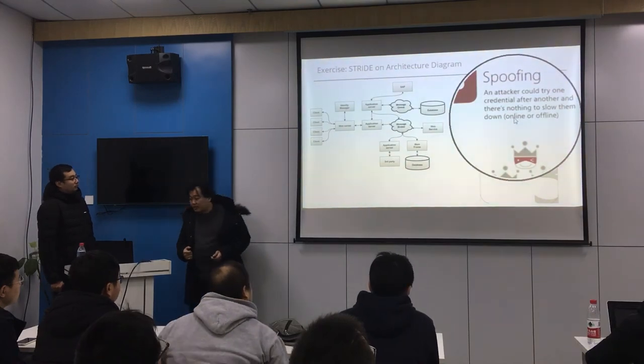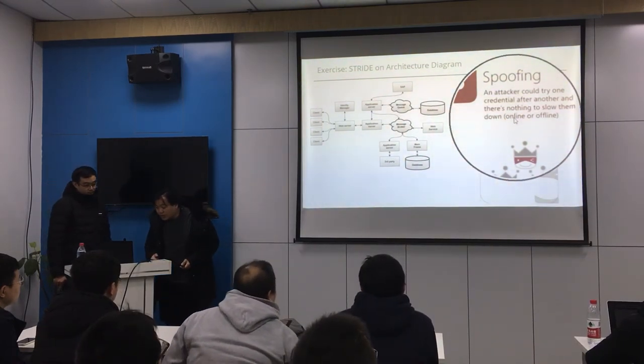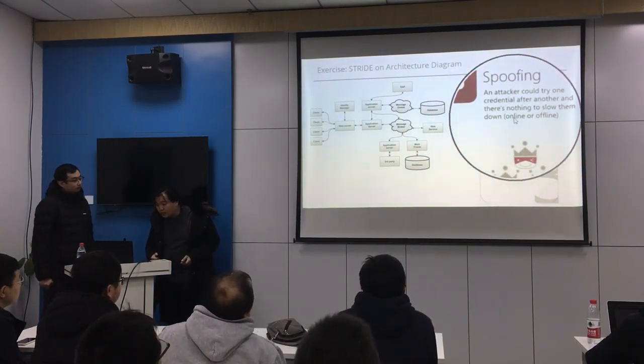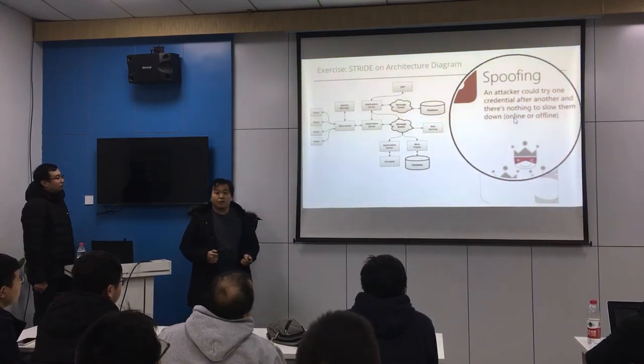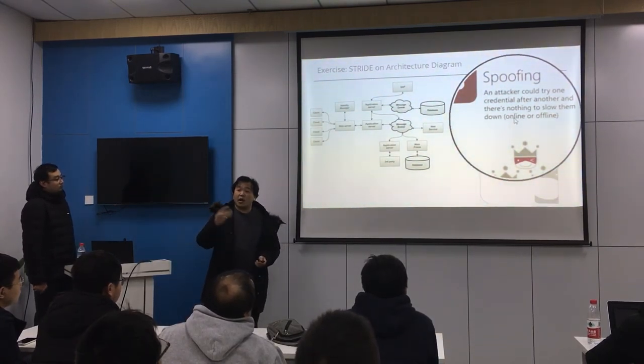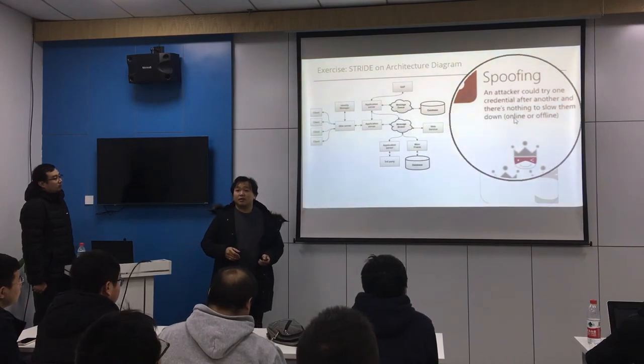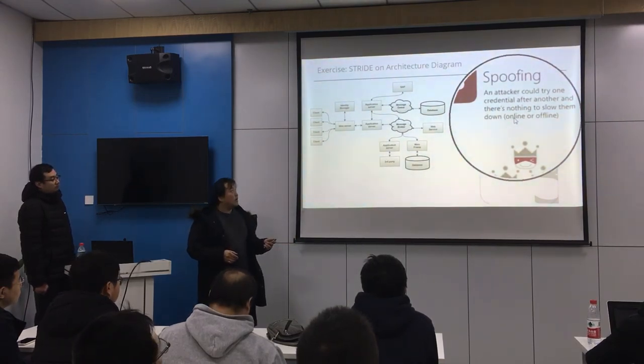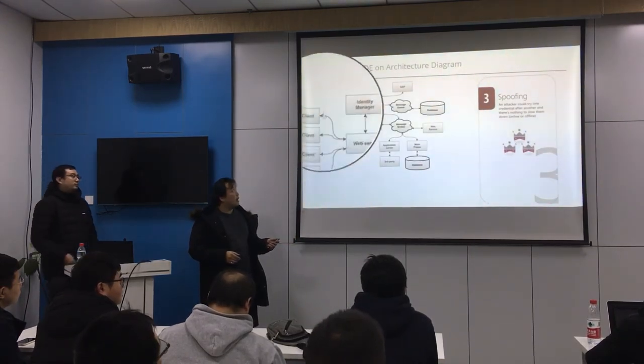Here it says, an attacker could try one credential after another, and there's nothing to slow them down. So this is essentially a brute force attack. Somebody just tried different usernames and different passwords. And you try to think about, against your architecture diagram, does that apply?